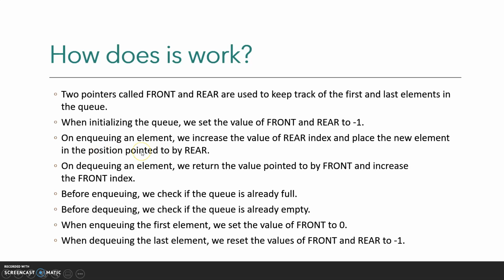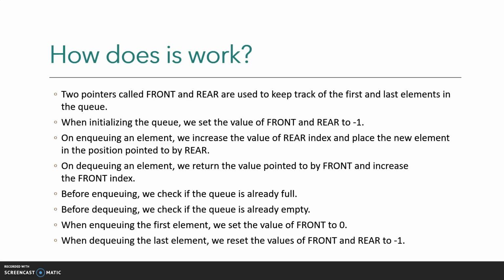So let's see how it works programmatically. When we implement using a program, we use two pointers called front and rear to keep track of the first and the last element in the queue. When initializing the queue, we set the value of front and rear to -1. On enqueuing an element, we increase the value of the rear index and place the new element in the position pointed to by rear. And on dequeuing an element, we return the value pointed to by front and increase the front index.